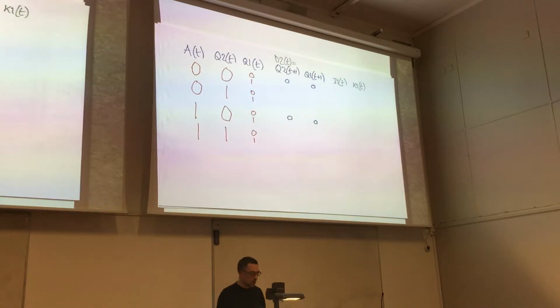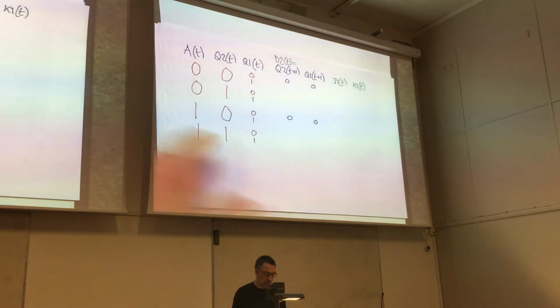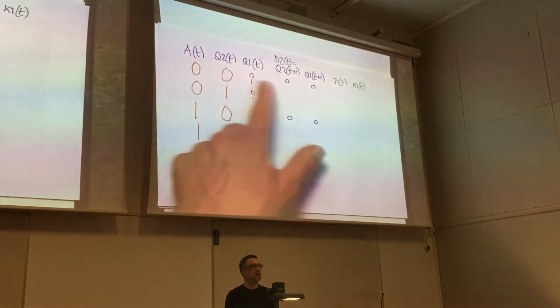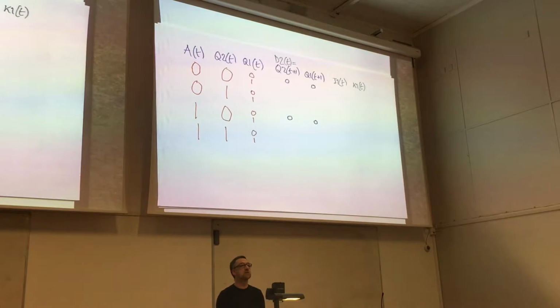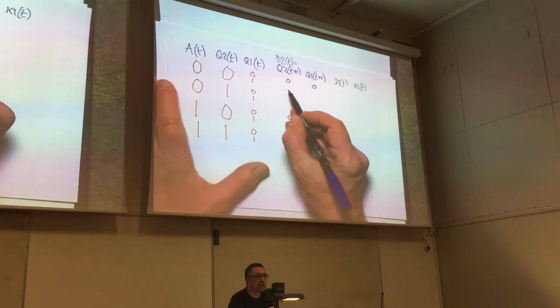Okay, what's next? If the countdown is not yet 0, it goes down by 1 each tick of the clock unless the abort button is pressed. Okay, so we now know what should happen in the other 3 rows in the top half, where the abort button is not pressed, but the countdown is not yet 0. So, okay, on this row, what's the countdown currently?